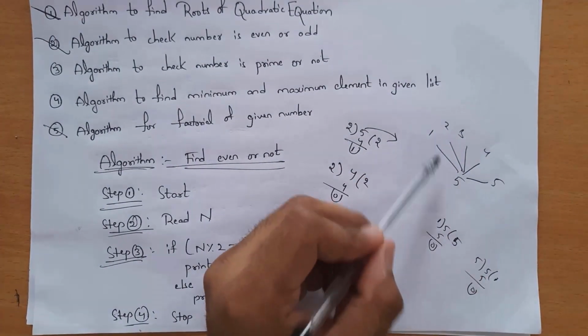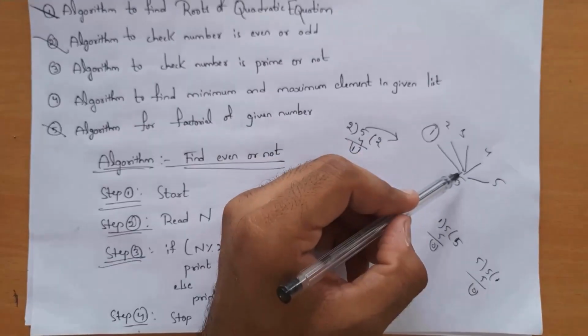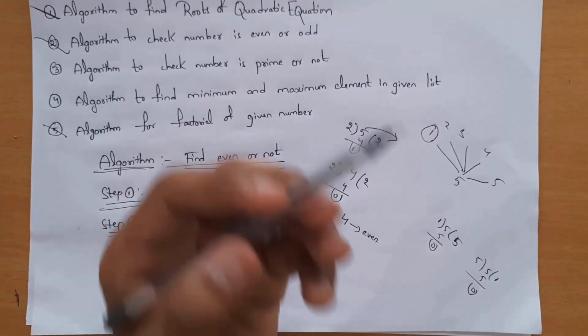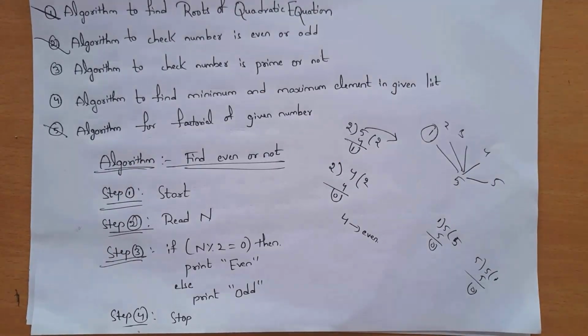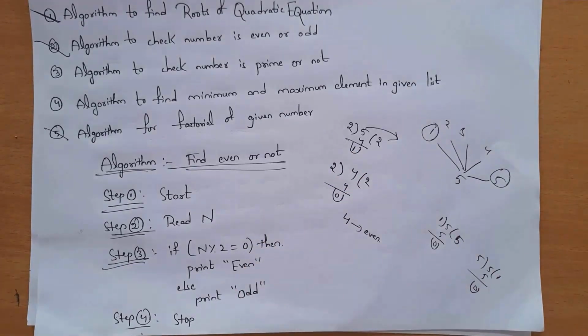If you divide 5 by 1, remainder is 0. And if you divide 5 by 2, remainder is not 0. And if you divide 5 by 3, remainder is not 0. And if you divide 5 by 4, remainder is not 0. At last, if you divide 5 by 5, then remainder is 0. So this 5 is divisible only by 1 and itself. So this 5 is prime number.